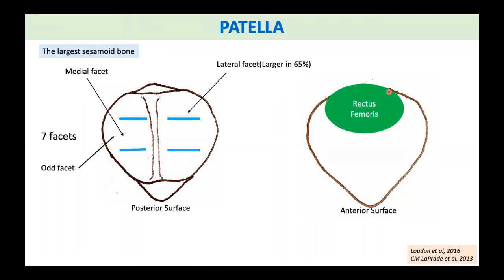Unlike other muscles of the quadriceps femoris, the rectus femoris attaches not only on the base, but also on the anterior surface of the patella, extending up to the superior 1/3 of the anterior surface. This knowledge is important, especially when we are reconstructing the ligament around the patella.